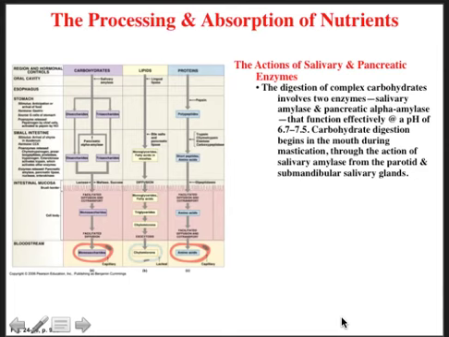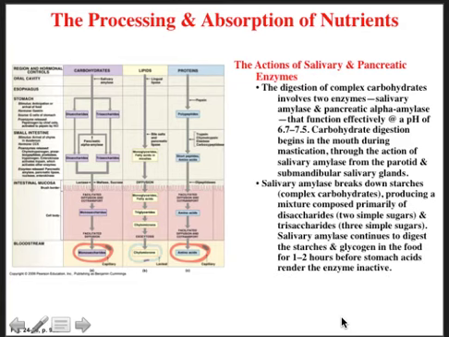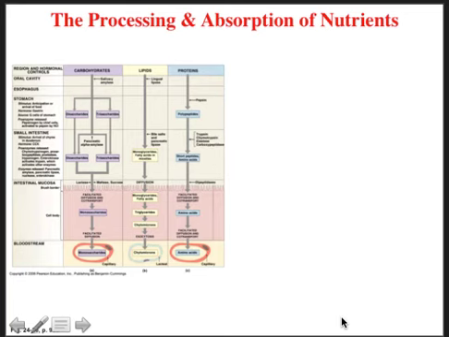Digestion of complex carbs involves two enzymes, salivary and pancreatic amylase, that function effectively across a fairly wide pH. Carb digestion begins in the mouth during chewing, although the action of amylase from the parotid and the submandibular salivary glands isn't as extensive as the pancreatic activity. Again, it begins the job. Salivary amylase breaks down starches, producing a mix composed primarily of disaccharides and trisaccharides. Amylase continues to digest the starches and glycogen in the food for about 2 hours before the stomach acids render the enzyme inactive.